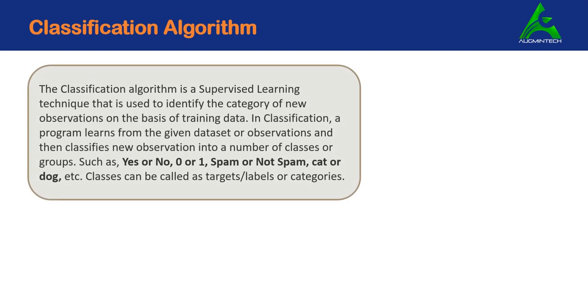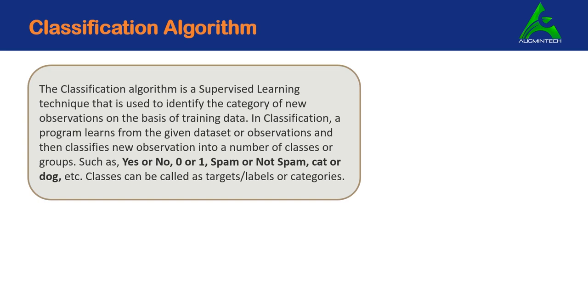So, classification algorithm is a supervised learning technique that is used to identify the category of new observations on the basis of training data. In classification, a program learns from the given data set or observations and then classifies new observations into a number of classes or groups, such as yes or no, 0 or 1, spam or not spam, cat or dog. Similar examples could be male or female, days of week, months of year, etc. Classes can be called as targets or labels or categories.